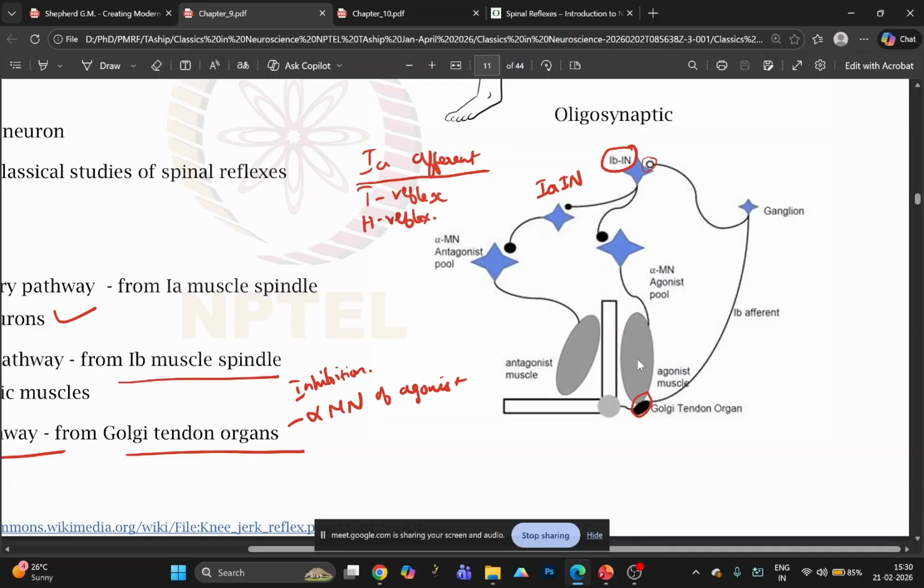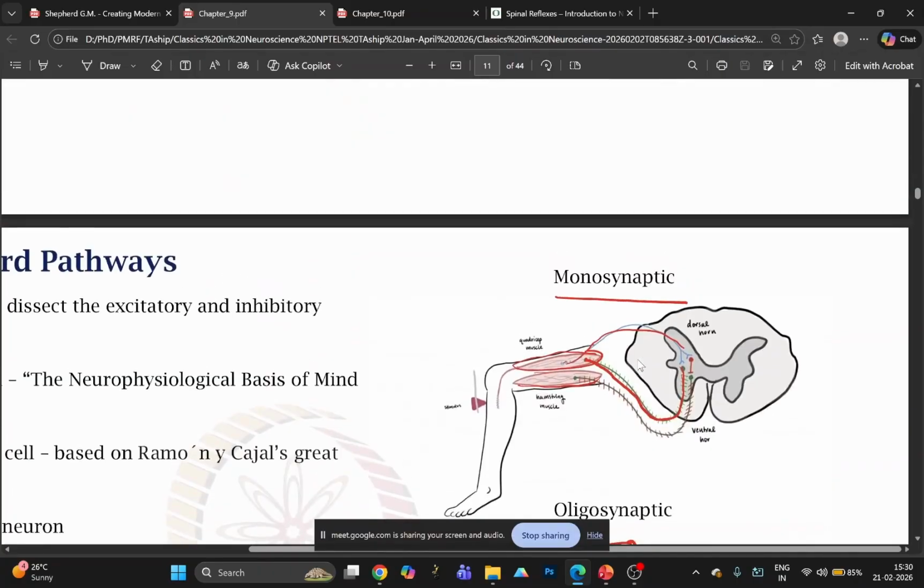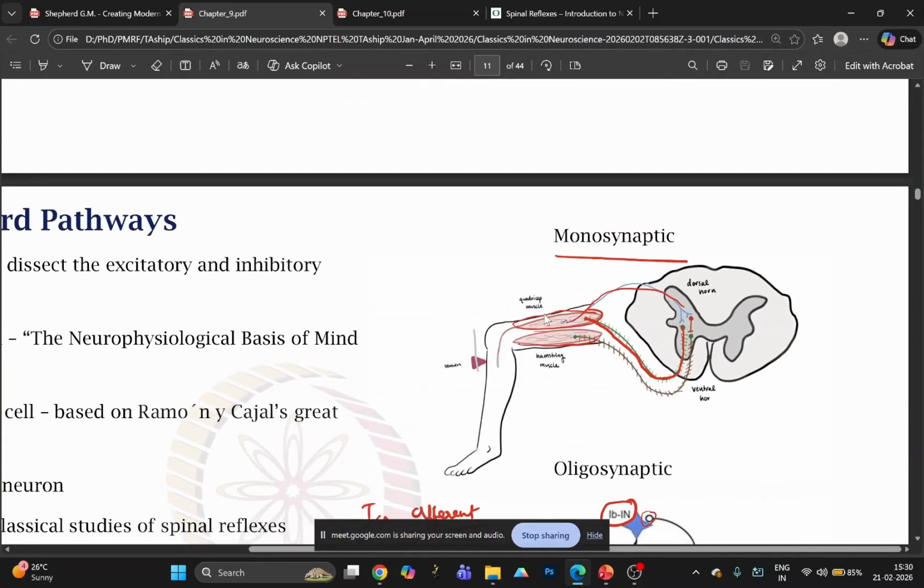So there are three pathways that Eccles described. One is the monosynaptic pathway, which will tell the quadriceps that it is supposed to contract. The stretch information that is sensed by the muscle spindles of the quadriceps will go to the spinal cord and activate the alpha motor neurons that synapse with the quadriceps itself, and that will tell the quadriceps to contract.